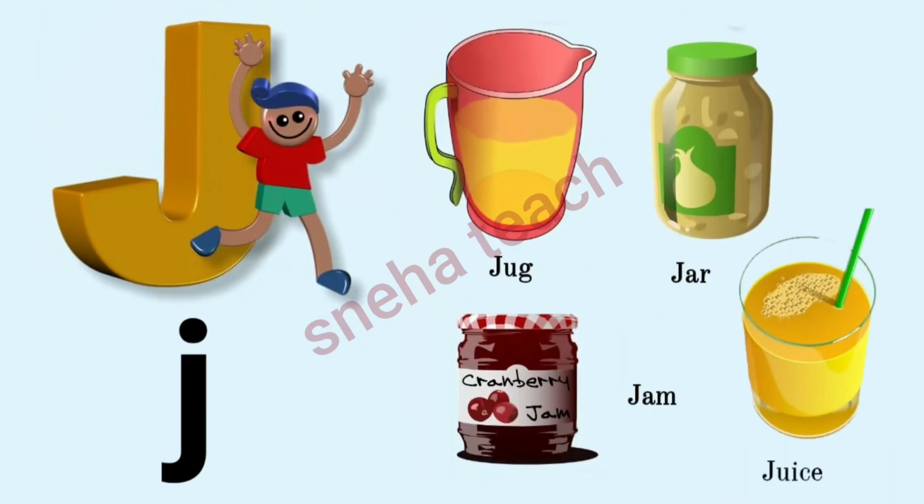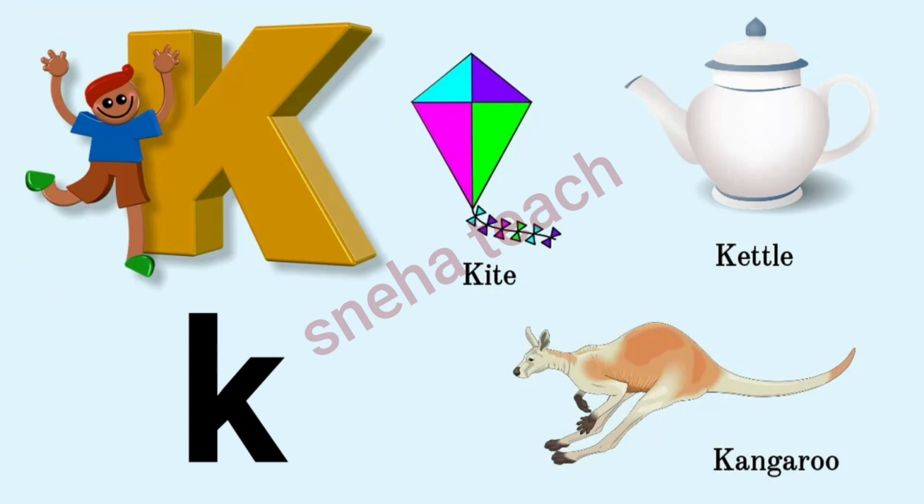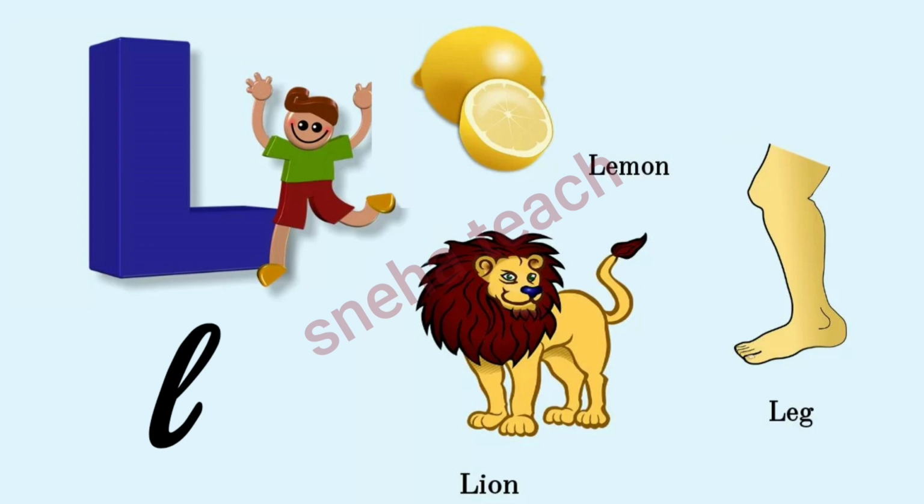J, J for jug. Jar, jam, juice. K, K for kite. Kettle, kangaroo. L, L for lemon. Lion, leg.